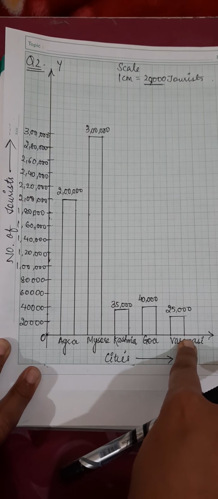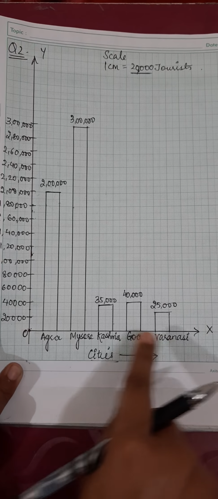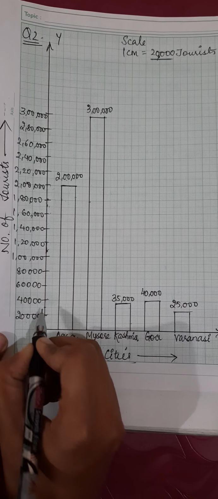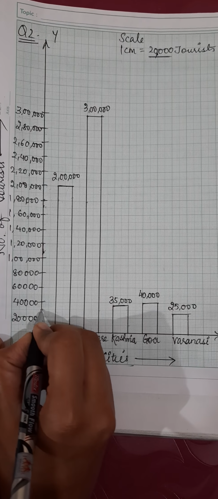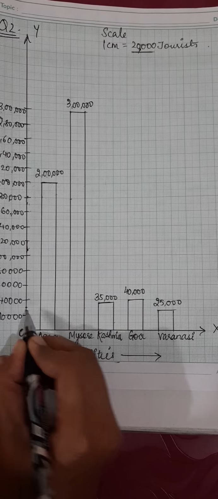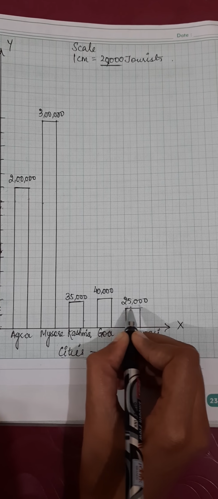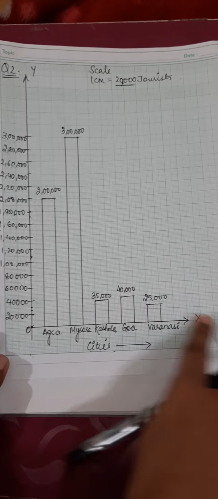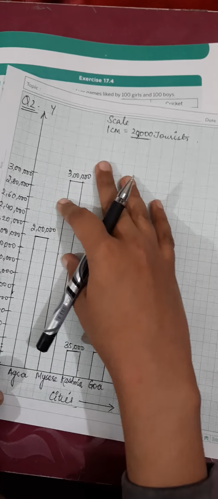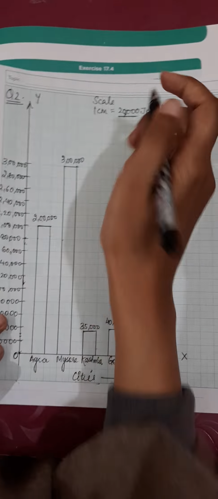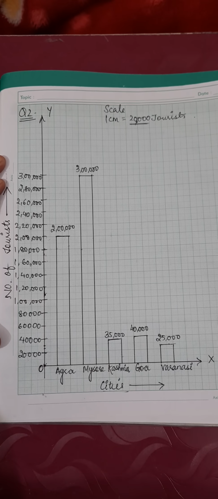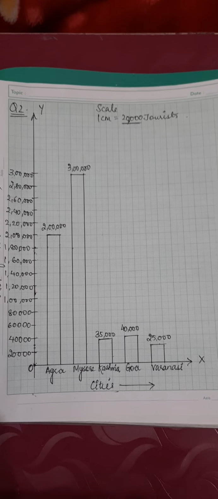And the next is 25,000 who went to Varanasi. 25,000 will come between 20 and 30. This is the scale of 20 and in the middle is 30. This is going to be 30. And between 20 and 30, I will be taking 25. This is the middle one. So here I have taken 25. Okay. And this you are going to label. X-axis is representing cities and this Y-axis is representing the number of tourists. On the top I have written the scale that 1 centimeter is equal to 20,000 tourists. And now you can pause the video to make it. This was your question number 2.